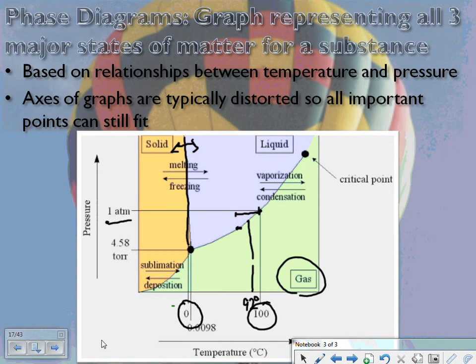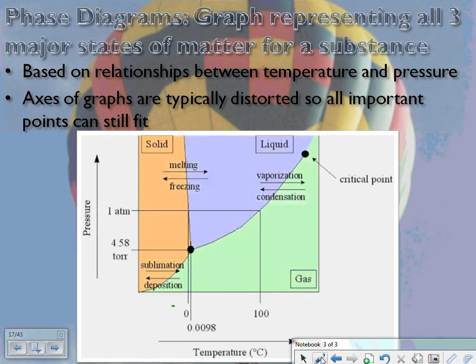Yeah. And there's a couple of other points that we want to make sure our students know about and recognize. The critical point means once you heat it up, it doesn't matter how high the pressure is, it will never again be a liquid. So there's a certain temperature for every substance where when that temperature is exceeded, you can never have a liquid anymore, only a gas. Okay. So that's our critical point.